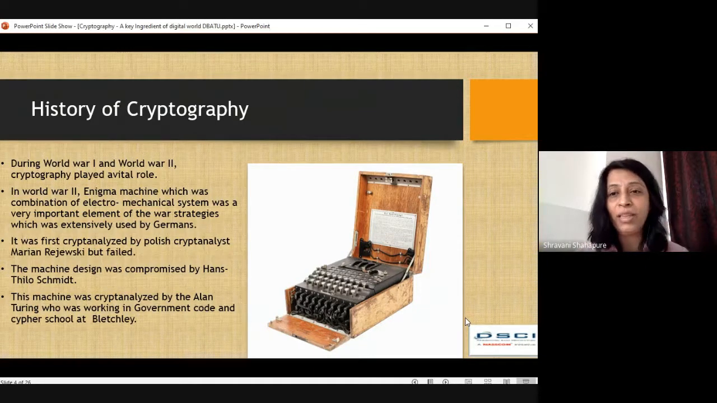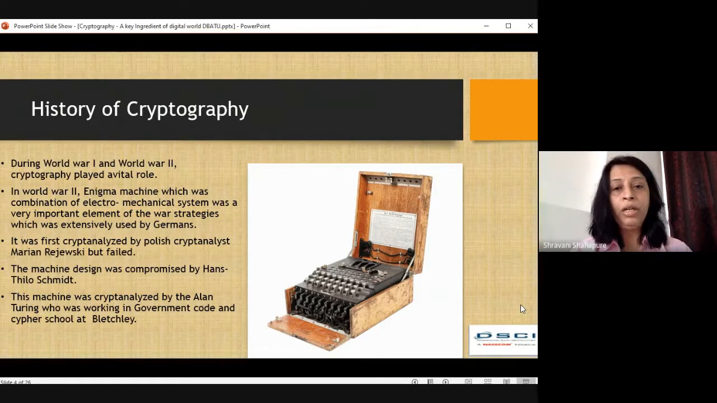So you must know this. This is the very famous Enigma machine, and it played a very important role in World War One and World War Two. Of course, in World War One, the Enigma machine was used, but not as extensively as in World War Two. In World War One, there was a war between Poland and the Germans, and the Germans were using this Enigma machine. The architecture of this machine was disclosed to a Polish cryptanalyst, Marian, and he tried to cryptanalyze it for the first time, but he failed.